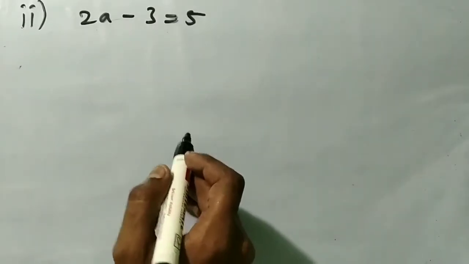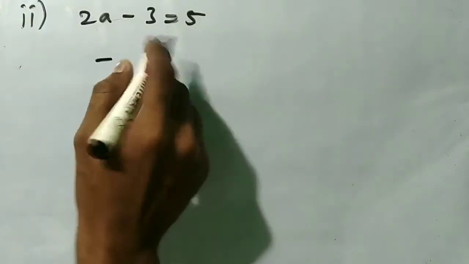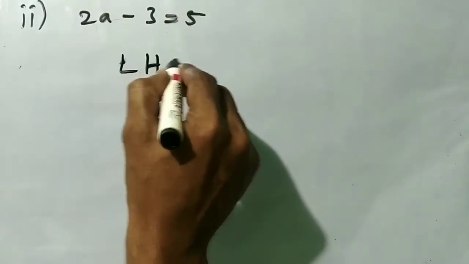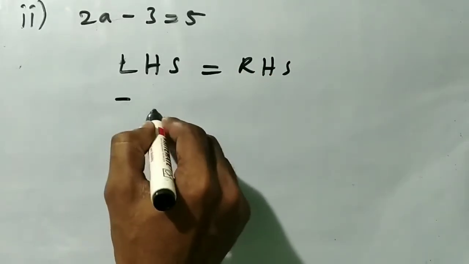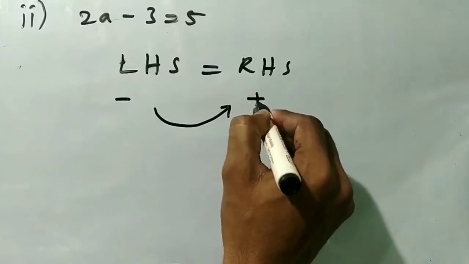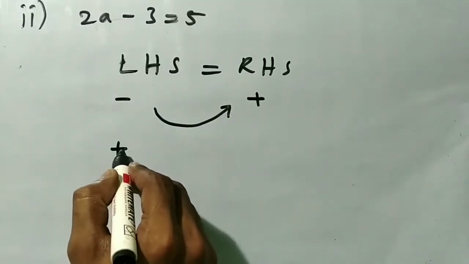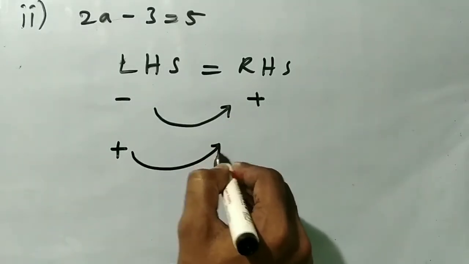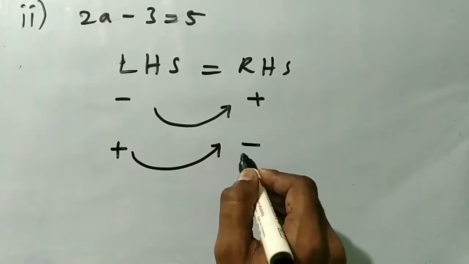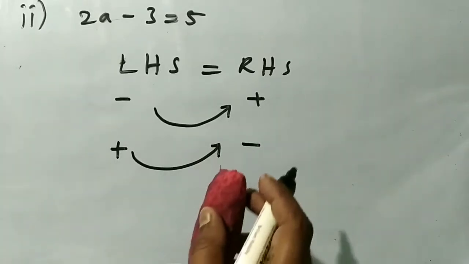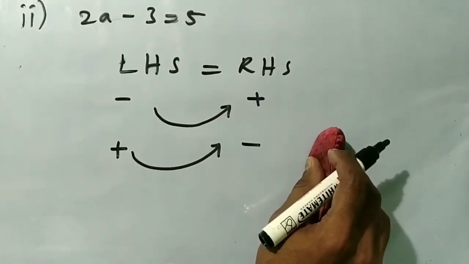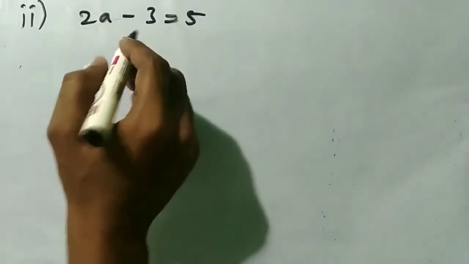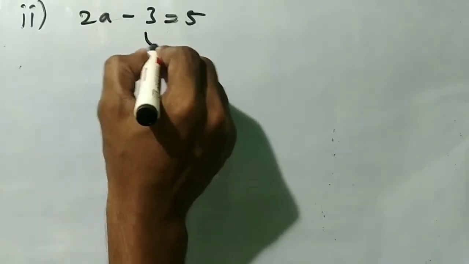Already we have studied that. Already we know that when a minus on the LHS is transposed to the RHS, it becomes plus, and a plus on the LHS when transposed to the RHS becomes minus. We know these conditions of simple equations when transposing quantities from LHS to RHS. So here the minus 3 is going to the RHS.